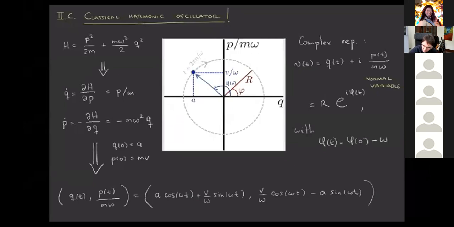And then it decreases linearly with time at some speed omega, and that's why we call it angular frequency, because it gives us the rate of change of the phase. Okay, so this is all I want you to know about the classical harmonic oscillator. It describes just a periodic motion over a circle in phase space. And now let's move on to talk about the quantum theory of the harmonic oscillator.